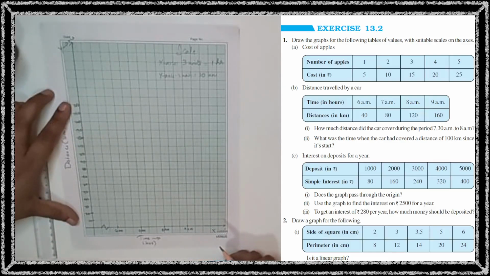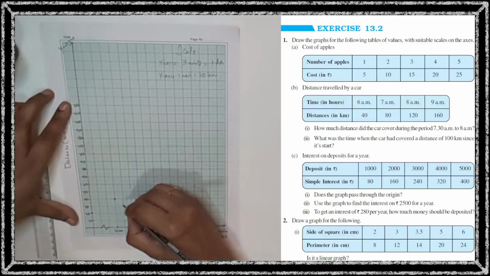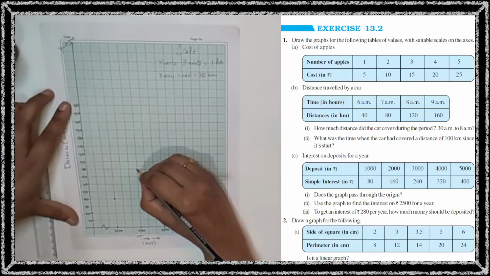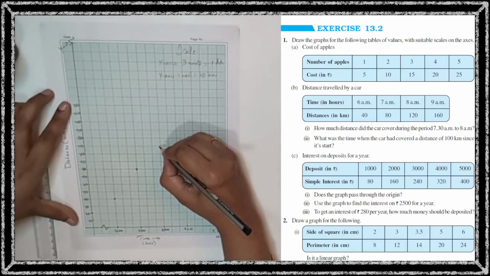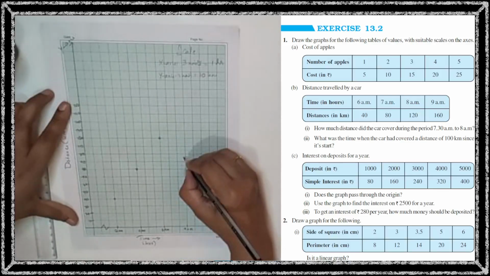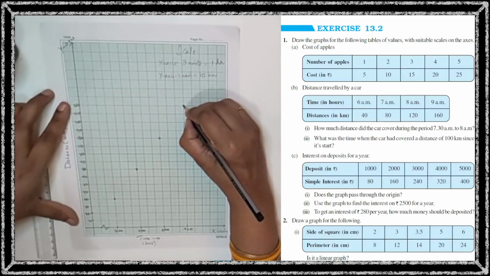Now let's plot the points. At 6 a.m. I'm going to have 40 kilometers. So this is my point. At 7 a.m. it's going to be 80 kilometers. So this is the point. At 8 a.m. it's going to be 120 kilometers. And at 9 a.m. it's going to be 160 kilometers.